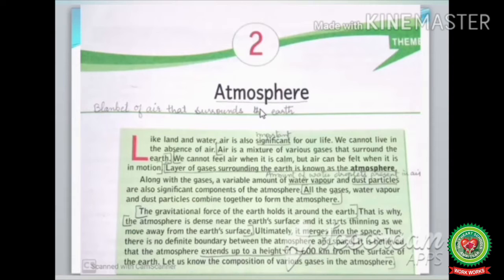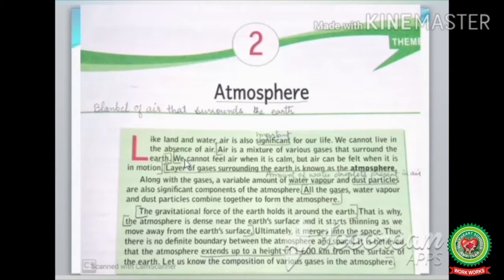Atmosphere. The blanket of air that surrounds the earth is called atmosphere. Like land and water, air is also significant, important for our life. We cannot live in the absence of air. Air is a mixture of various gases that surrounds the earth. We cannot feel air when it is calm, but air can be felt when it is in motion, when air is moving. Layer of gases surrounding the earth is known as atmosphere.